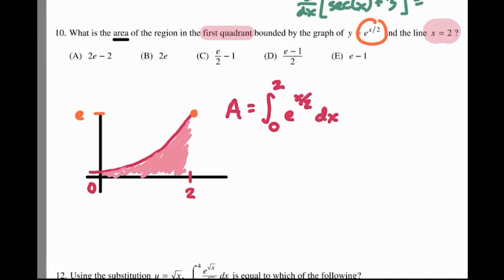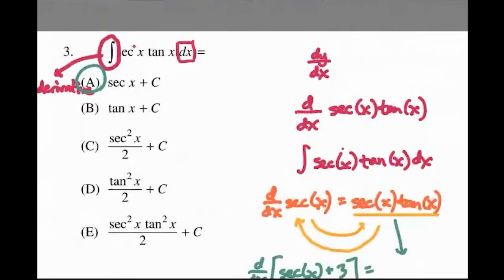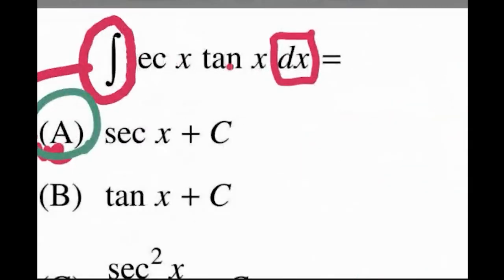One thing that students ask me every single year is, where does the dx go when you do the antiderivative? If you notice up here, we did the antiderivative of secant x tan x, and the dx just disappeared. It doesn't actually disappear. It's part of the actual formula.